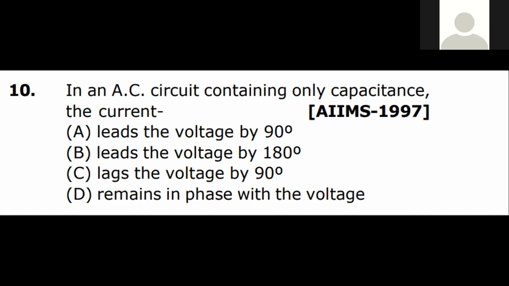Answer A, sir. In an AC circuit containing only a capacitor, current leads the voltage by pi by 2. That is the correct answer. Well done. So we understand how questions are made, how simple questions are. Yes or no?